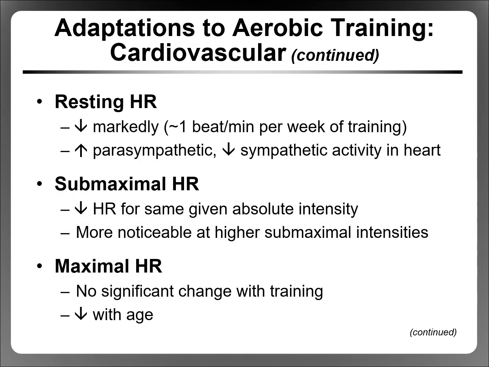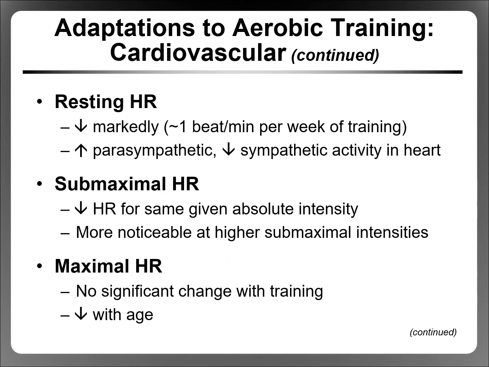So other cardiovascular adaptations, we know resting heart rate tends to decrease. A good way to think about this is you'll see about a drop of 1 beat per minute per week of training. So if I want to see a 10 beat per minute drop, say somebody has a resting heart rate of around 70, we want to get them down to around 60, that's going to take about 10 weeks of training. This works because we have an increase in our parasympathetic tone and a decrease in our sympathetic activity of the heart. Our heart is becoming much more efficient.